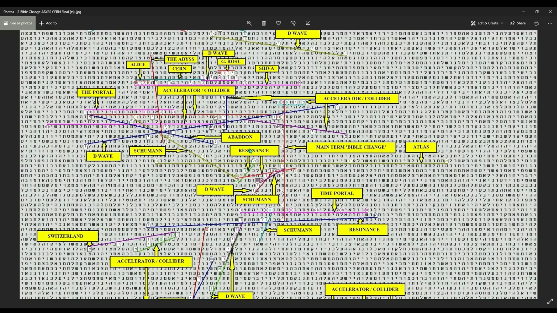Okay, welcome YouTube audience, as I like to call you. Welcome to part 3, or portion 3 of the Bible Change Bible Code. 49 terms in total, all centered on CERN, the Abyss and D-Wave computers. If you don't know what they're about, I suggest you go and have a Google search on those terms.